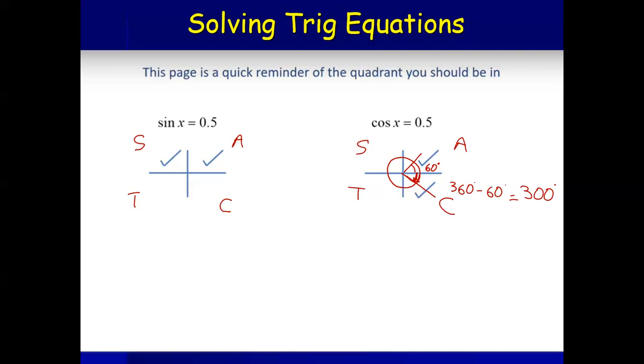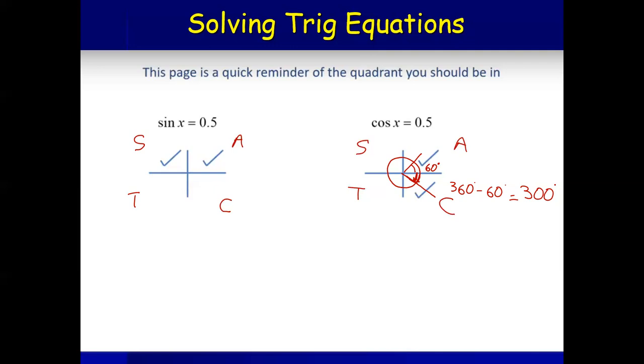So that's why you need to know that CAST diagram to solve these, because unfortunately, your calculator only gives you the answers between 0 and 180. It won't give you the other one. If you were to do this here the same, it will only give you that one. And to find the other one here, you need to do 180 take away the angle. We'll look at some examples.